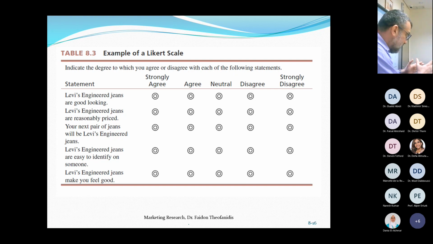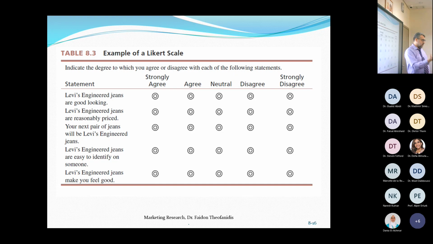The original Likert scale or question is that one. So basically, what you have here are different levels of agreement and disagreement. So you need to prepare certain statements. For example, Levi's jeans are good looking. Levi's jeans are reasonably priced. Your next pair of jeans will be Levi's jeans, etc. And based on these statements, you give a certain scale from strongly agree to strongly disagree.